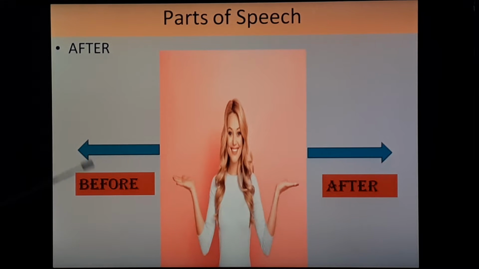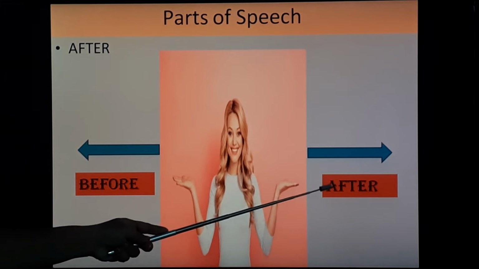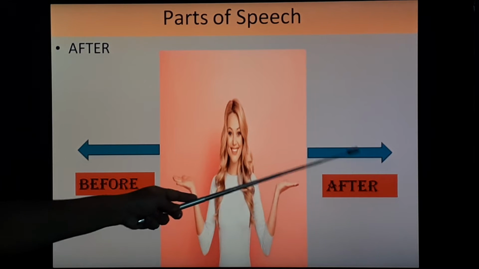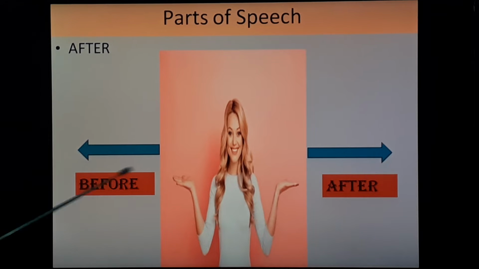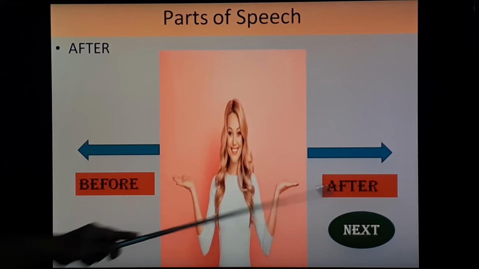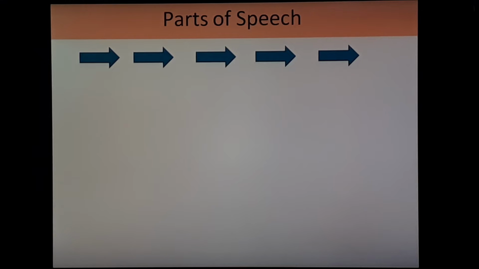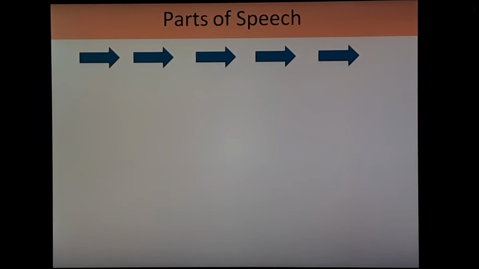Okay, now see here, this is before, right? Before means backward, and after, that is next, or you can say forward, whereas before, that is backward. That's why an arrow is also mentioned. So here after means next or forward. So we are doing after. The arrow indicates next, next, next, next. It will be very easy for you to understand and remember. That is the meaning of after.